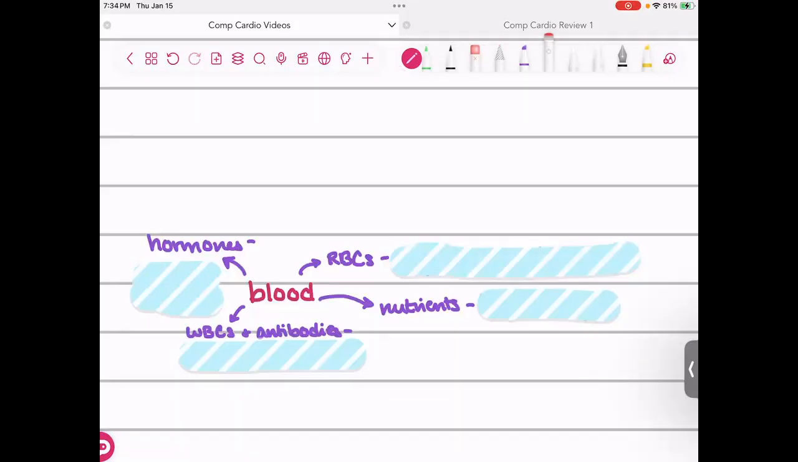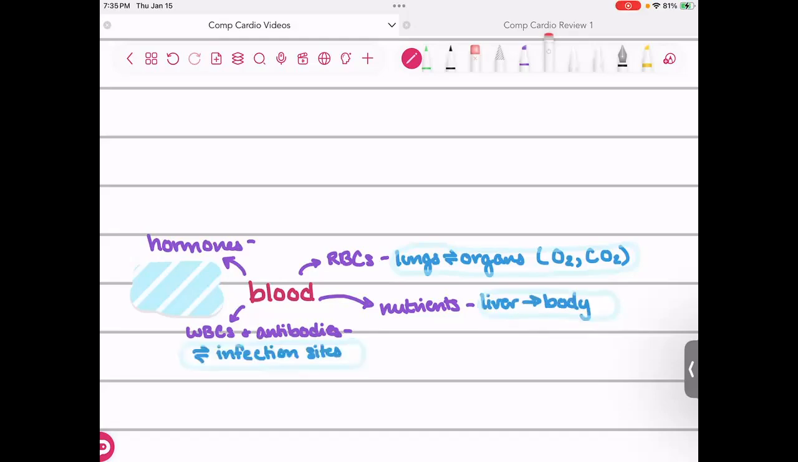Let's talk about blood. Some of the main components of blood are red blood cells, and these transport oxygen from the lungs to the organs and then carbon dioxide from cells as waste products back towards the lungs so that they can be exhaled. Blood also contains a lot of nutrients, and these go essentially from the liver throughout the body. It contains white blood cells and antibodies, and these go to and from infection sites, as well as hormones, which go from the endocrine system to the rest of the body.